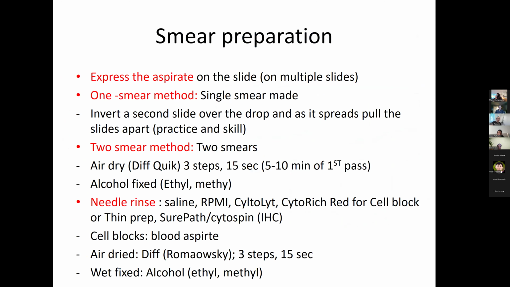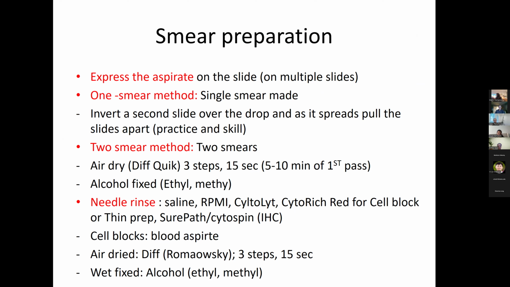So the smear preparation, this is a skill in itself, and this is where you can get very good material, but if you do not follow the proper methodology, you can end up with very bad slides, which are not interpretable. So there's one smear method where you just express the material on the slide, and you have a spreader slide that you just pull the slides apart. And there's another method which is called the two smear method, where you do it horizontally, and there are videos to explain how this is done. And then you can use one for air drying, which takes up to 15 seconds.